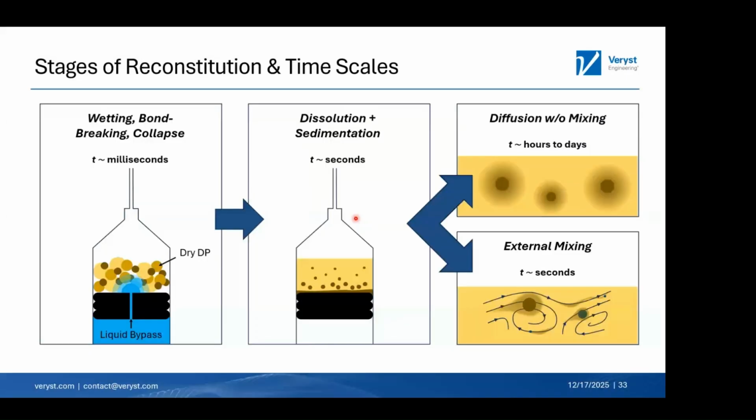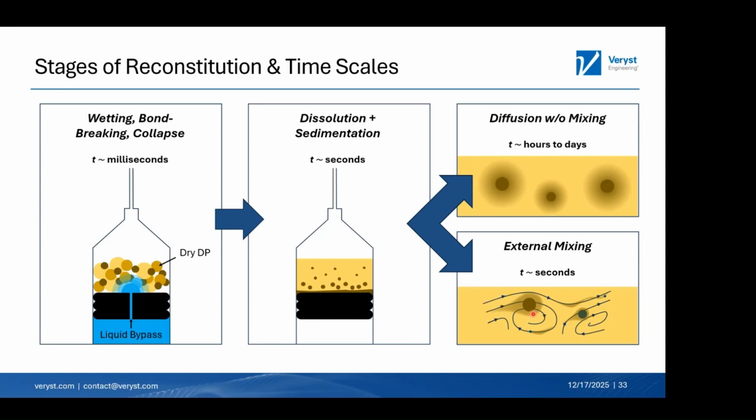It's a complex process, right? We're only going to consider one step of the process. We're not going to consider any of the initial wetting and bond breaking and collapse, which occurs immediately after the liquid impregnates the freeze-dried drug powder. It's a porous media, but it's a dissolvable porous media. So as it wets, it immediately dissolves and collapses. That's a very rapid phenomenon.